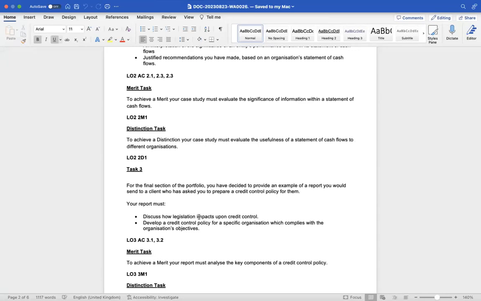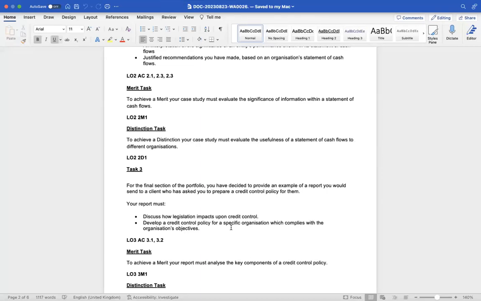Discuss how legislation impacts upon credit control. So here you need to explain how legislation impacts on credit control. Discuss relevant laws related to credit terms, debt collections, and late payment penalties. As I said, highlight the legal frameworks that organizations must consider when developing credit control policies. In your second part, develop a credit control policy for a specific organization which complies with the organizational objectives.